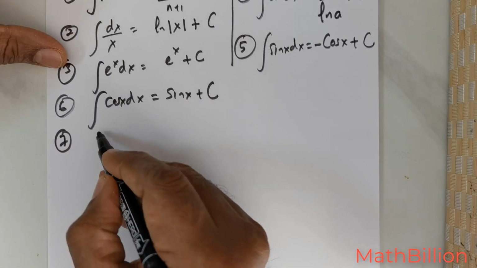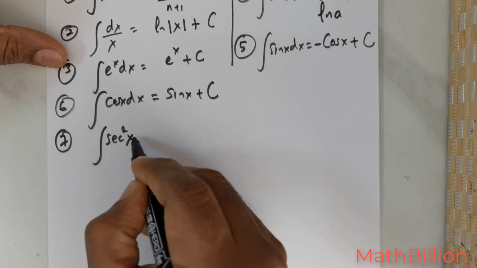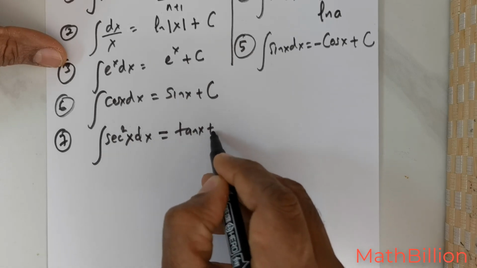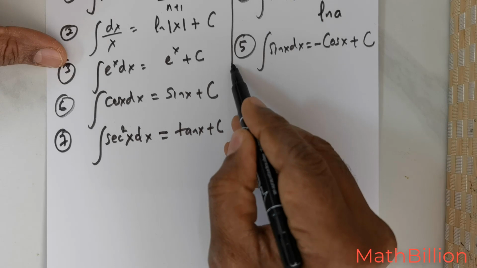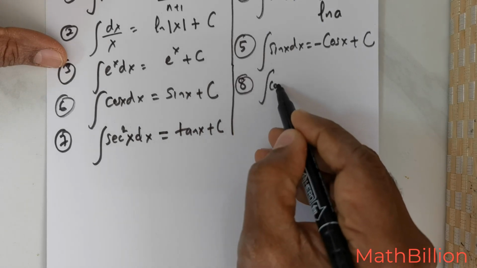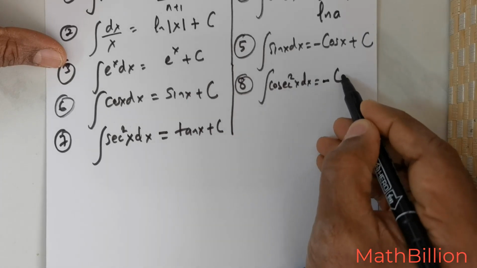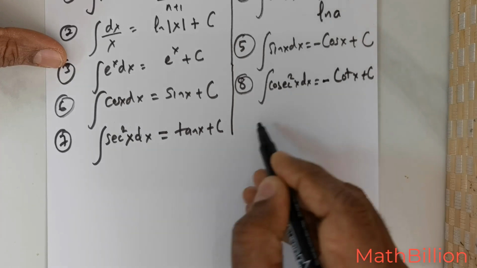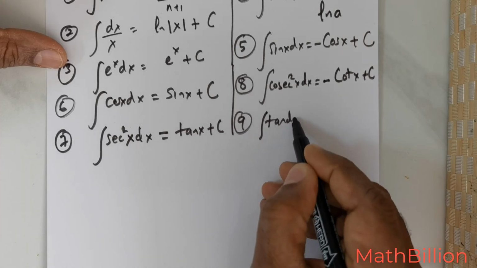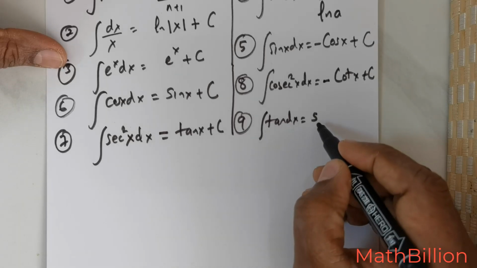Formula number 7, this is going to be integral of secant squared x dx is equal to tan x plus c, and let me place formula 8 there. Integral of cosecant squared x dx is equal to negative cot x plus c, and 9, integral of tan x dx is, now this is a very important formula.